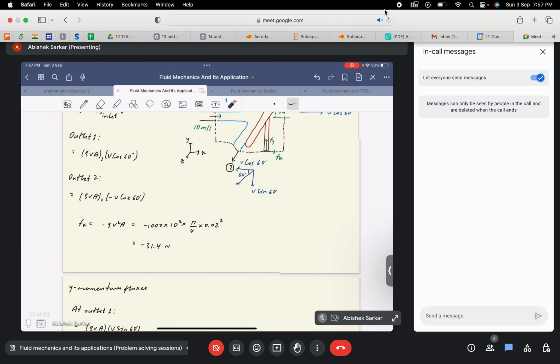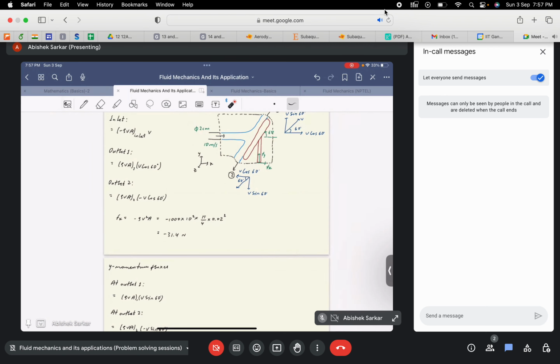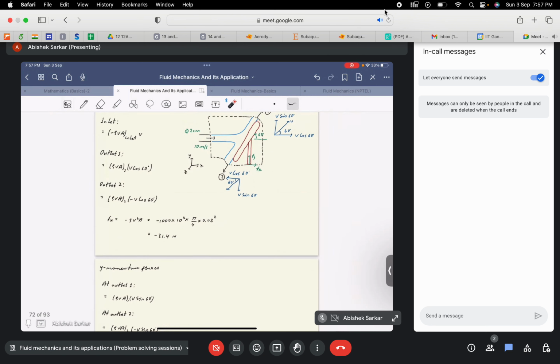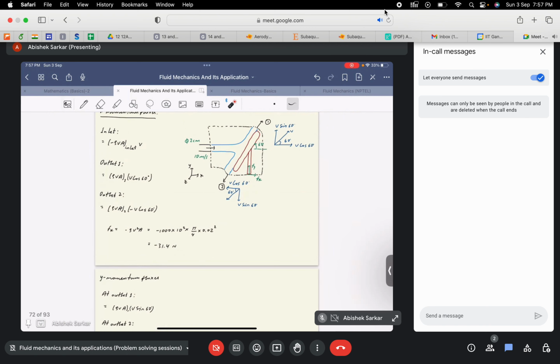Let me zoom out a bit more so that we can see the y components as well. Along the y direction, at the inlet the flow is only along the x direction, so we need not evaluate the momentum flux at the inlet. But at the two outlets, since we have some velocity components along the y direction, we need to evaluate the momentum fluxes at both. At outlet one, the net momentum flux would be rho v A. Again, this is positive. I'm just repeating it for this problem, because from the next problems it will be self-explanatory, so I will not go over each and every term again.